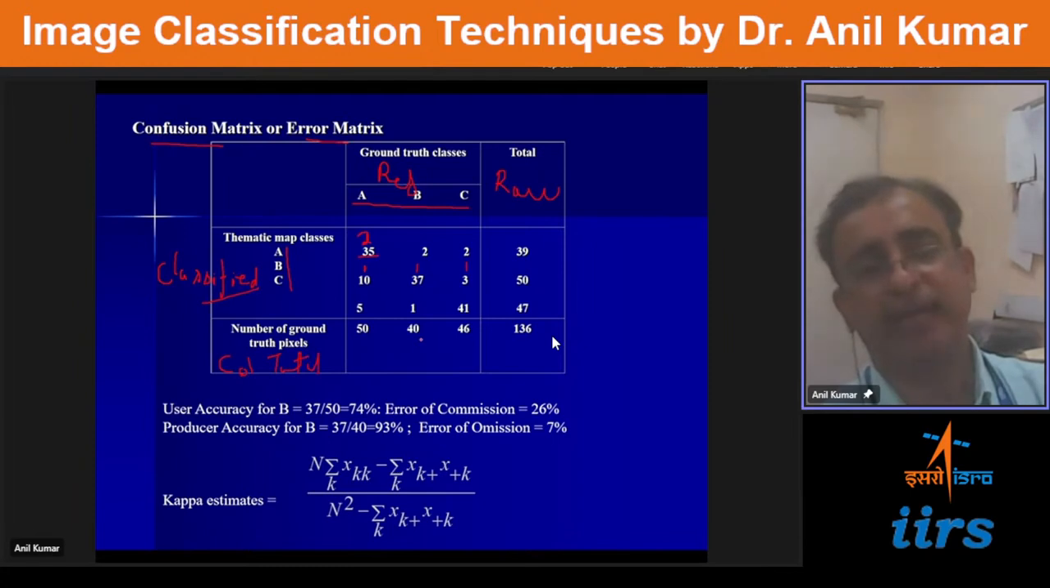So this we can find out. Once we get these parameters, if you sum up these values, you will get 136 here. So 136 is basically the total number of testing samples.